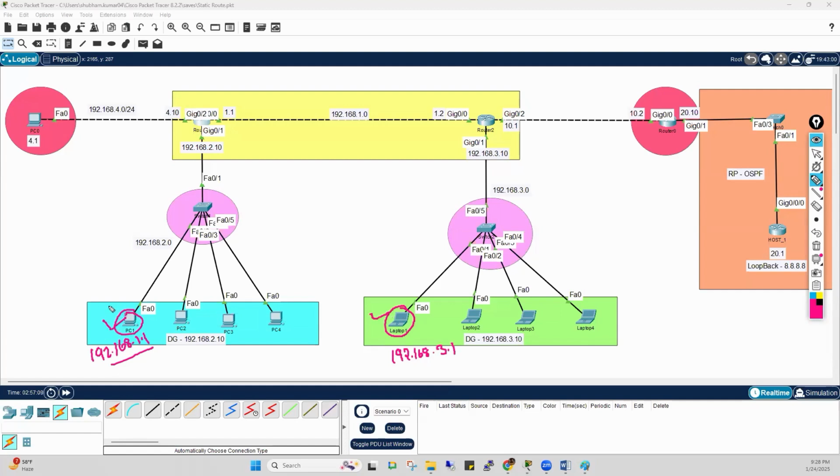So this PC number one will generate the packet. In this packet, the source IP will be 1.1 and the destination IP will be 3.1. Clear? The packet will reach the router. What will the router do? The router will check the routing table, and it will try to find, okay, do I have the 192.168.3.1 network entry in my routing table?